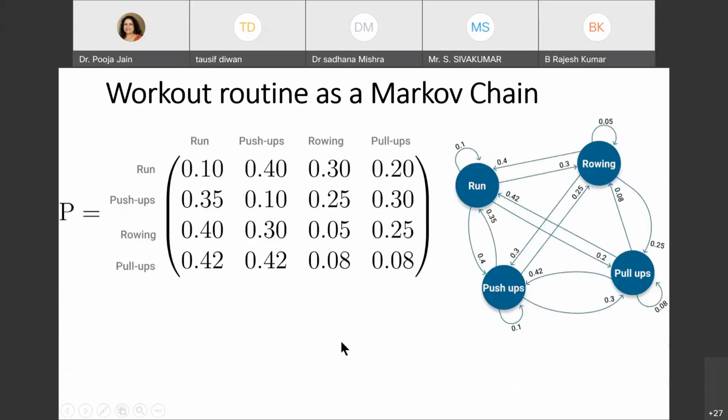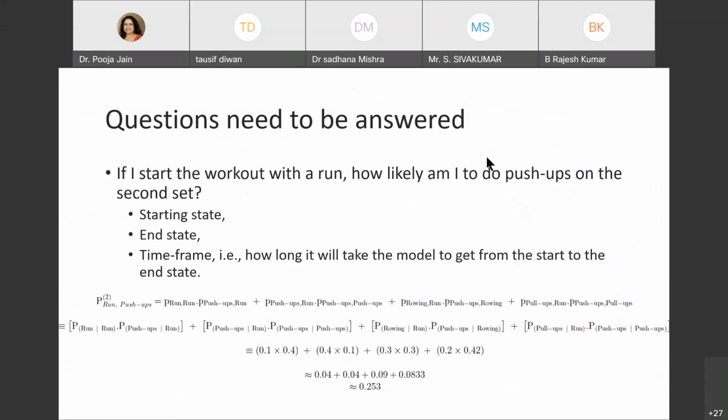See here how we will take the first. If I start the workout with a run, how likely am I to do push-up on the second set? Now see, we know the starting state. What is the starting state? Running. Ending state is push-up, and the time frame is 2. Why? Because it is asking for the second set. Now how many options are there? I am starting from running and then I need to end on push-up, on the second set.